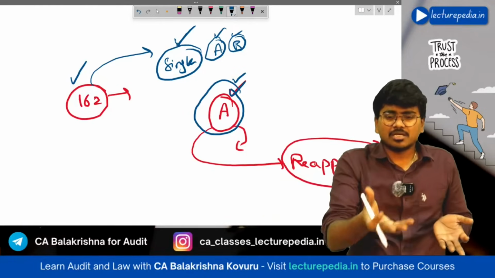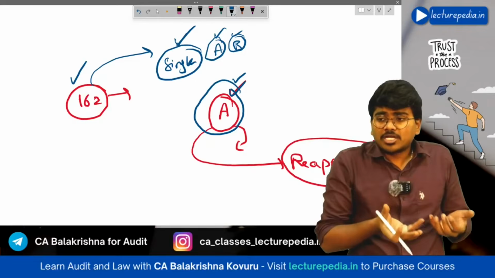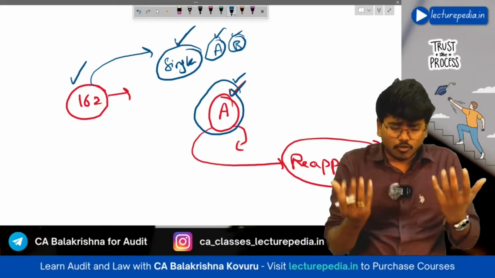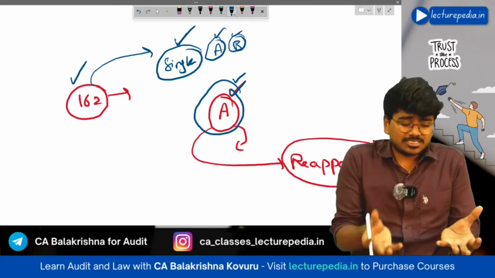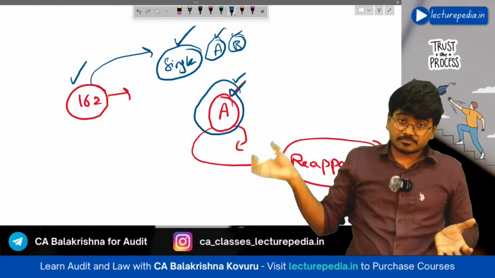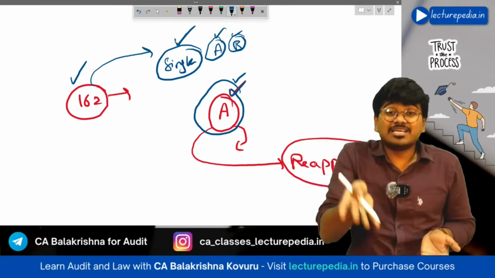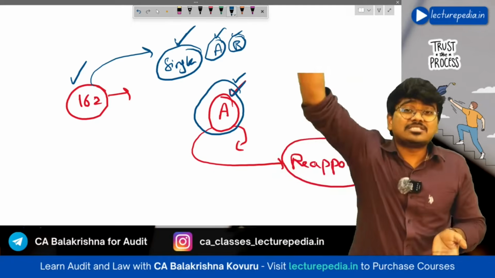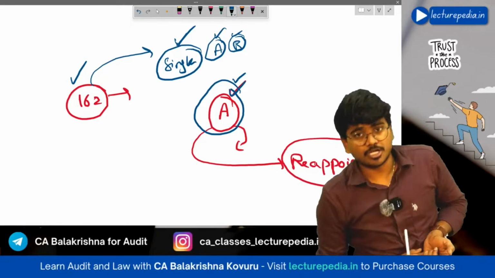Okay, this rule might not be known to him, or whatever the reason might be, because of ignorance he kept on working in the company even though he is not a director. Why is he not a director? Because section 162 was contravened at the time of his appointment.